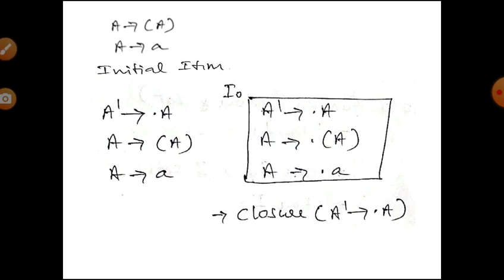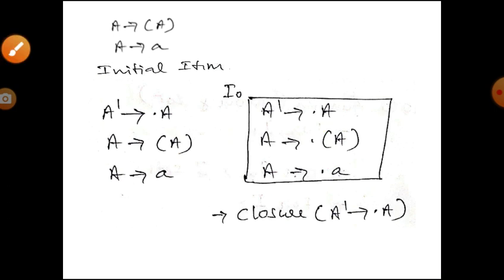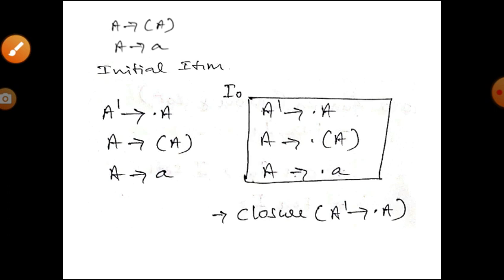Next, after finding the initial item, you check what the symbol after the dot is. The symbol is non-terminal A. You write all the productions of A and precede them with a dot. So this is what we have done at the first step, and this set we call the first set. We number it I0, and this we call the closure of the initial item. We have used the function closure. What the closure function does is, after the dot, it checks whether you have a non-terminal and writes all the productions, preceding them with a dot. So in the beginning we have this set.